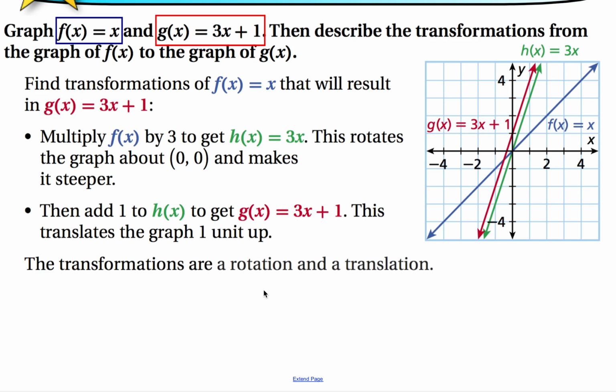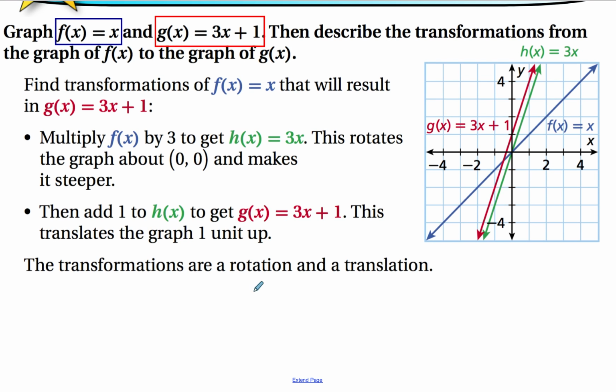So the transformations are a rotation, and that rotation is counterclockwise. So make sure to include a description of which way it gets rotated. And it's translated. How far did it get translated? It got translated up 1 unit. So it's a rotation counterclockwise and a translation up 1.